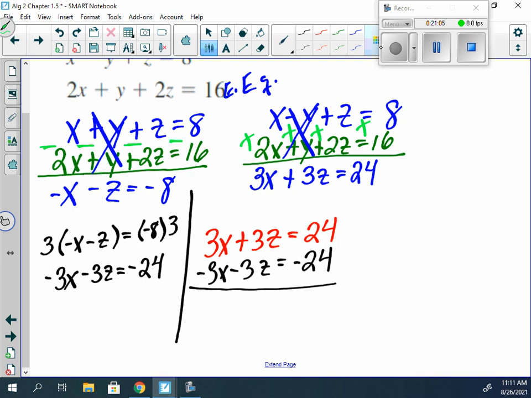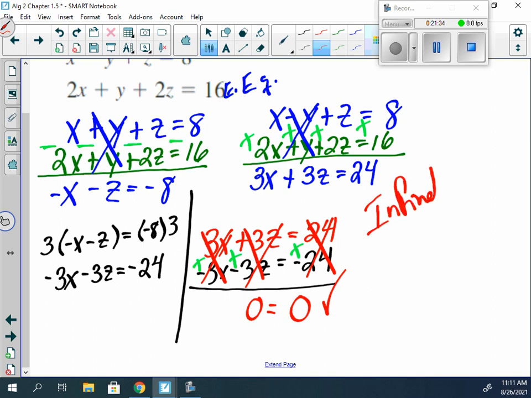Would we add or subtract these? Add because the signs are opposite. So 3x plus negative 3x, 3x minus 3x, 0. 3z minus 3z, 0. 24 minus 24, 0. Is that a true statement? So that tells me I have infinitely many solutions. There's infinitely many solutions for this here.